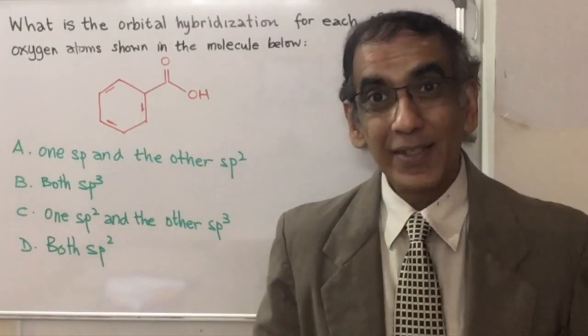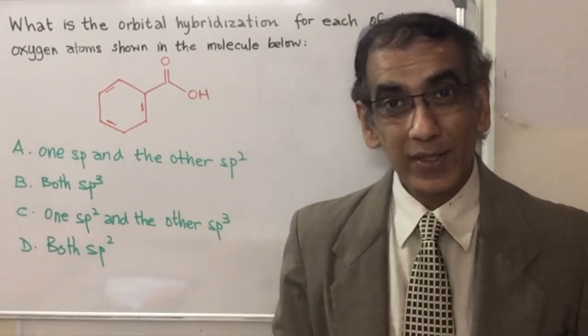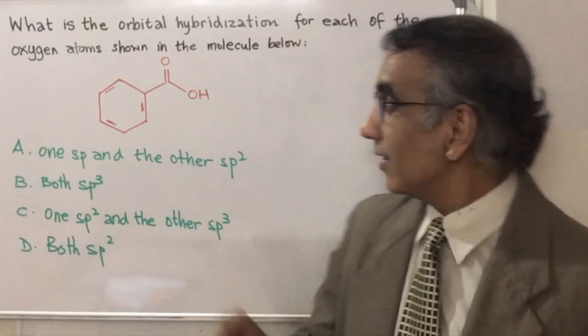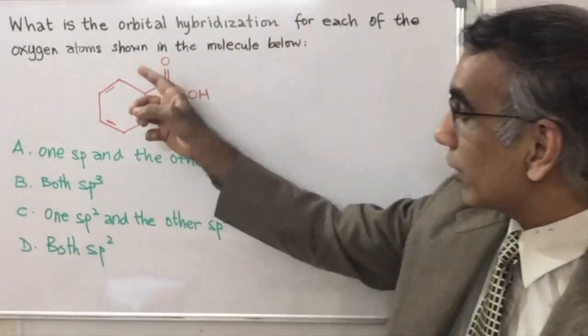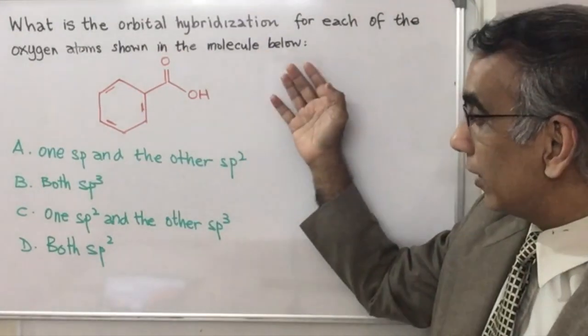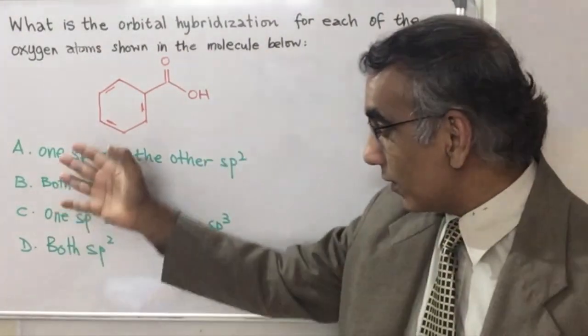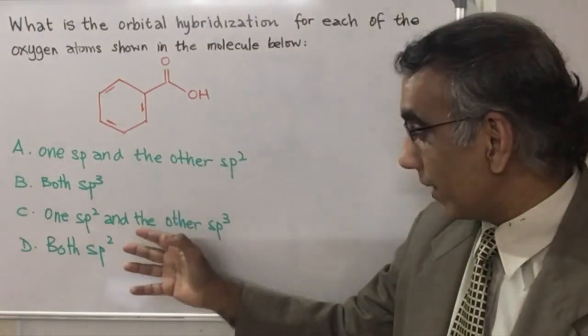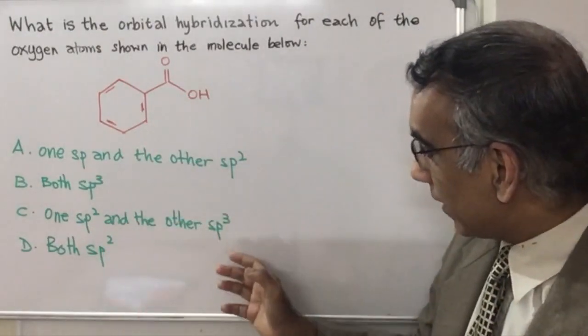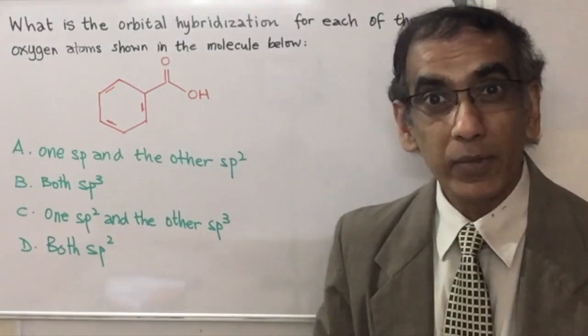Hello and welcome again as we look at yet another multiple choice question for IB Chemistry. What is the orbital hybridization for each of the oxygen atoms shown in the molecule below? And you see the choices here and the molecule here. The choices talk about sp2 and sp3 and sp orbital hybridization.